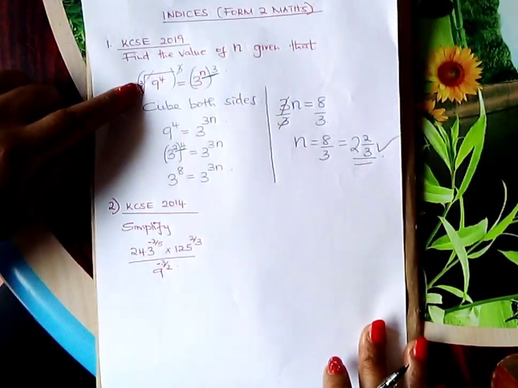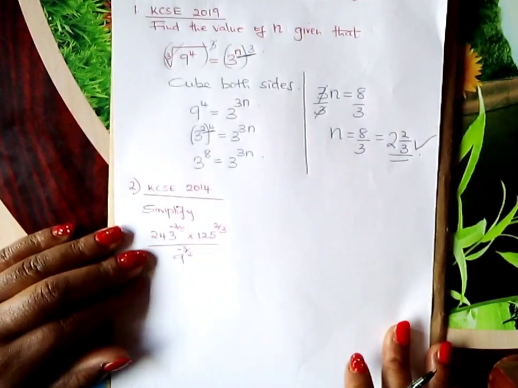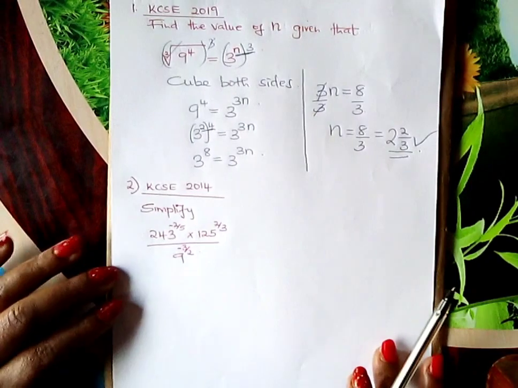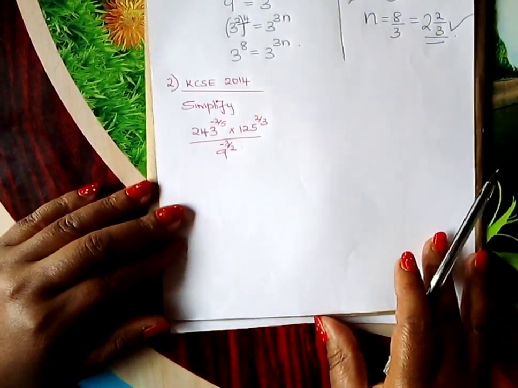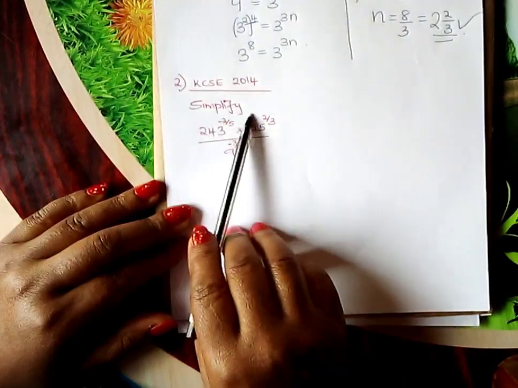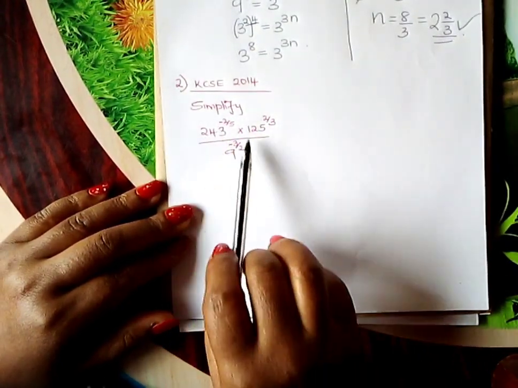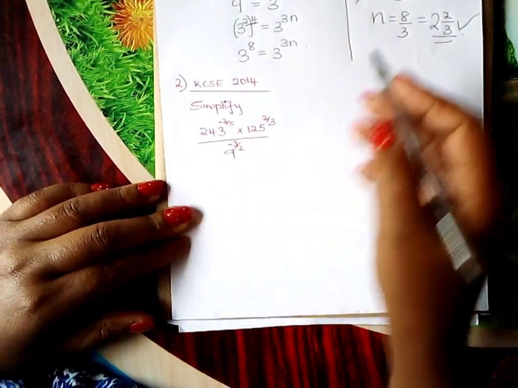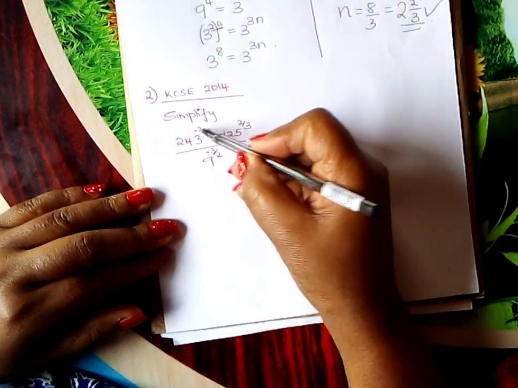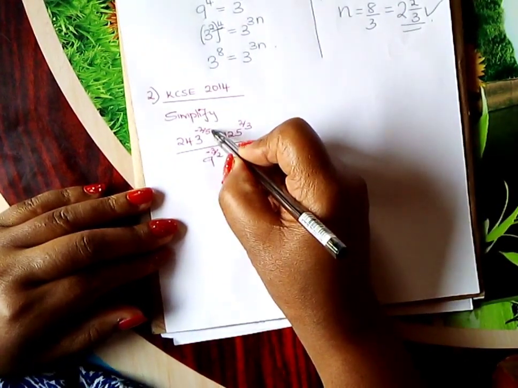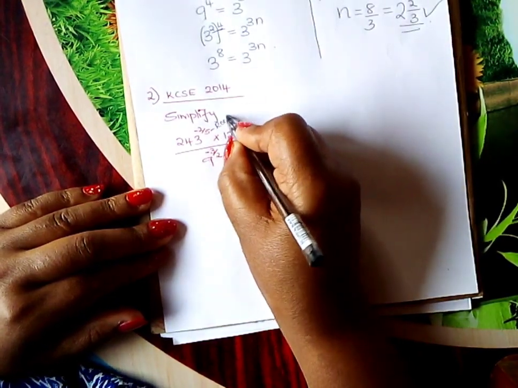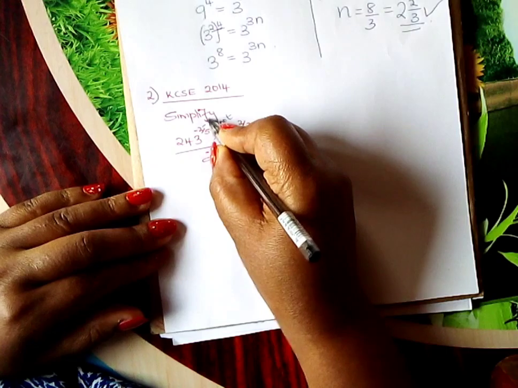So you just remove the cube root sign by cubing both sides, and then you flow down like that. We look at this other one, year 2014, KCSE. You are told to simplify this. Learner, what do you need to know about this? You need to know that if you have a number raised to a fraction, the denominator of the fraction refers to the root, and the numerator refers to the power.